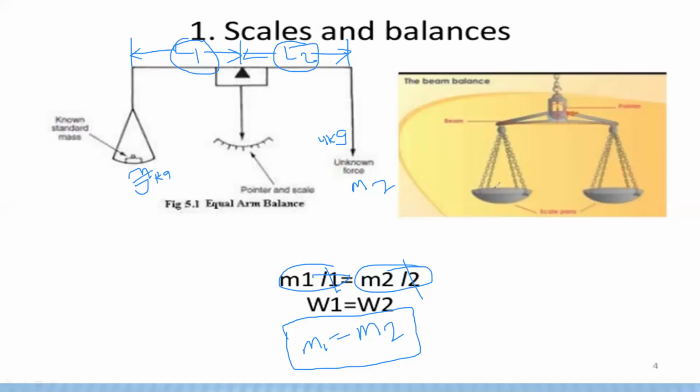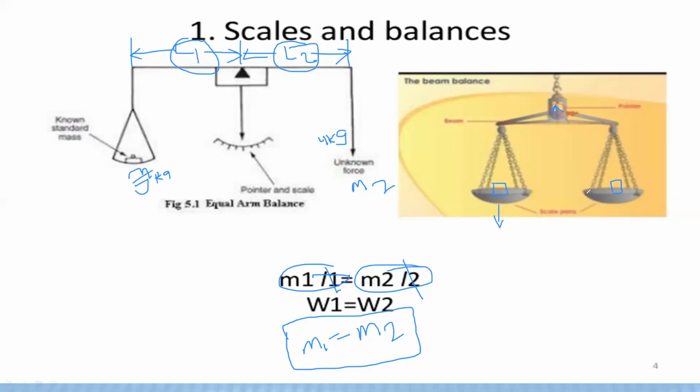Suppose it is a 5 kg stone. I am placing it on the right side plate. I don't know the stone's weight. The pointer shows the deflection. If it has the highest amount of weight, the plate moves in the downward direction.